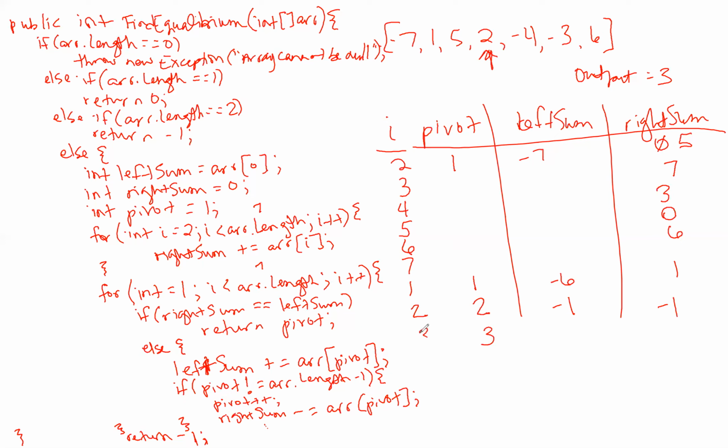i++, 3 is less than 7. If right sum equals left sum, right sum and left sum do equal each other, then we're going to return the pivot, which is 3. So that definitely is giving us the output that we want.